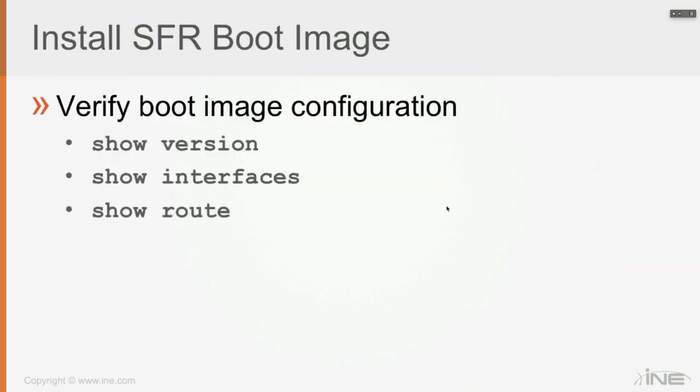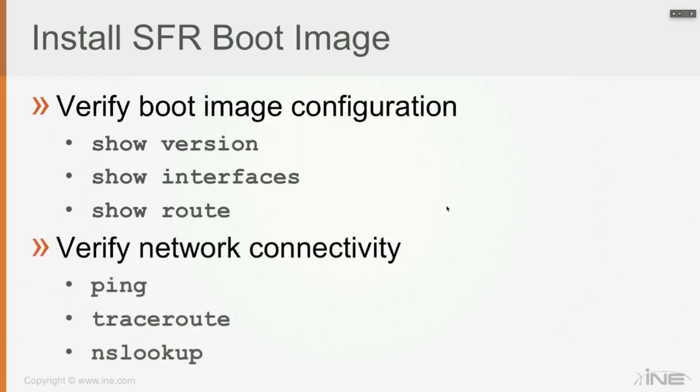You can do, of course, some basic checks as well. You can say show version to verify the boot image. Maybe somebody else has loaded the boot image and you have to make sure you load the proper system image on top of that. You can say show interfaces to see the Ethernet 0 interface and its configuration. Show route to see what your default gateway is if you're not sure about that. And of course we can verify network connectivity via ping, traceroute or nslookup.